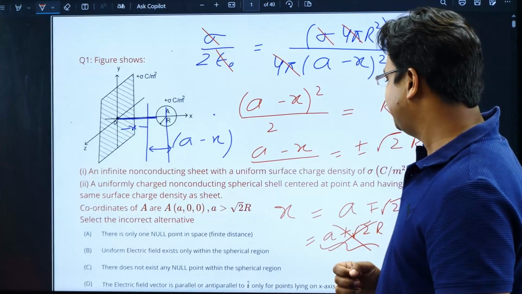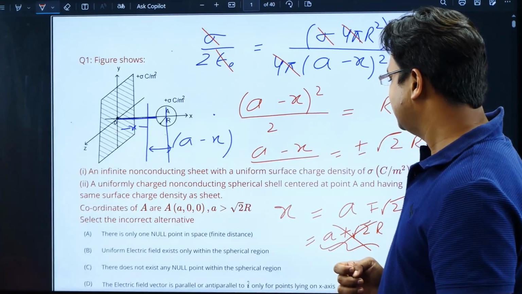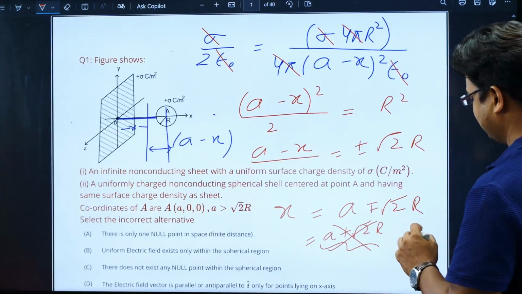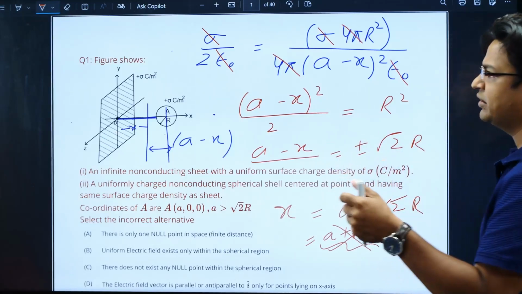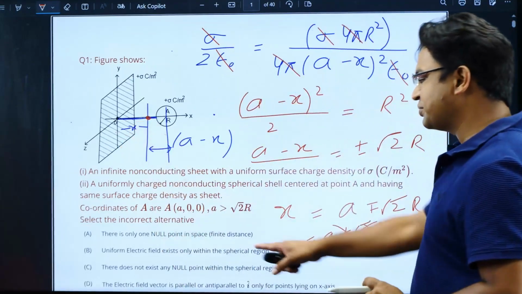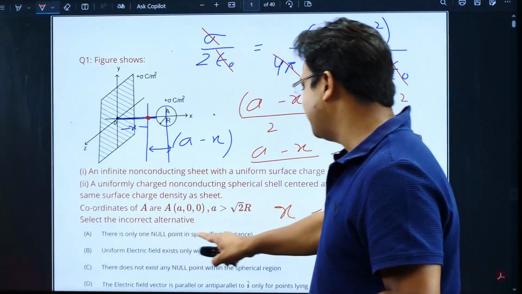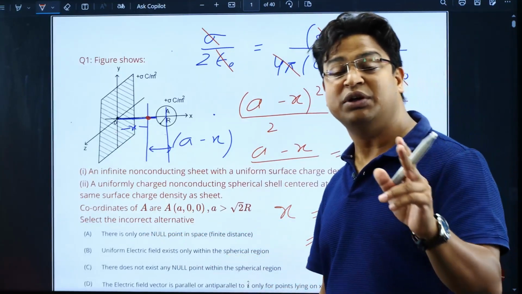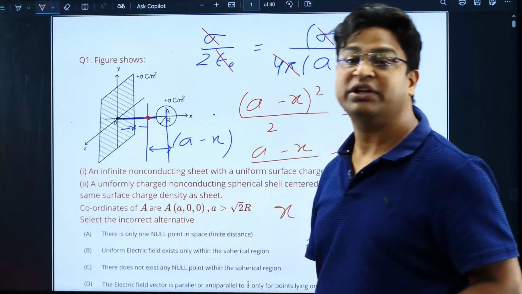From a we are subtracting root 2r, so that would be a point somewhere here only. So this option is correct. There is only one null point in space. This is correct, and therefore this will not be the answer. We are looking for the incorrect options.